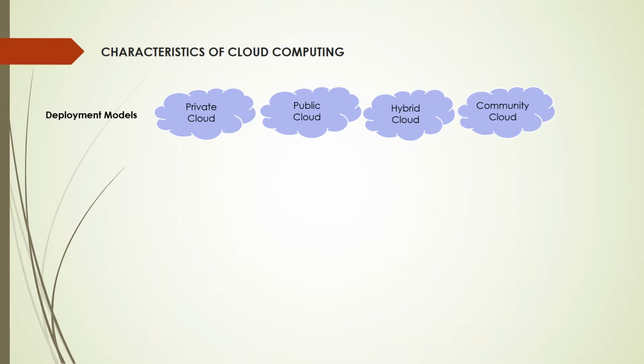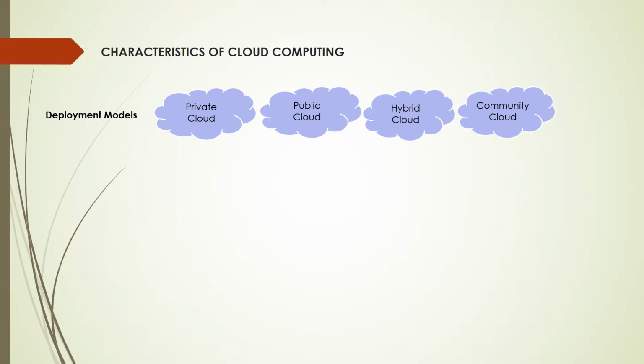Then we have the community model. In this community deployment model, the cloud infrastructure is shared by several organizations with the same policy and compliance considerations. This helps to further reduce cost as compared to private cloud. It is shared by a large group of organizations having the same goal, for example, various state-level government departments which require access to the same data.